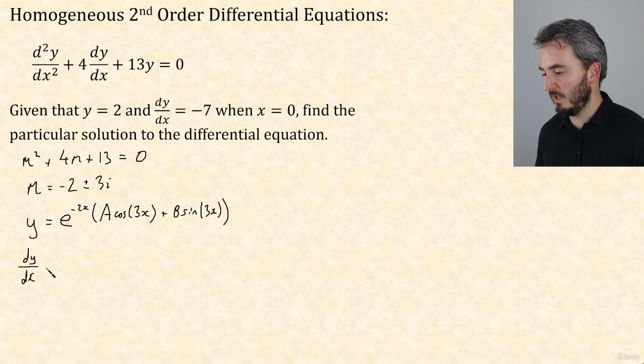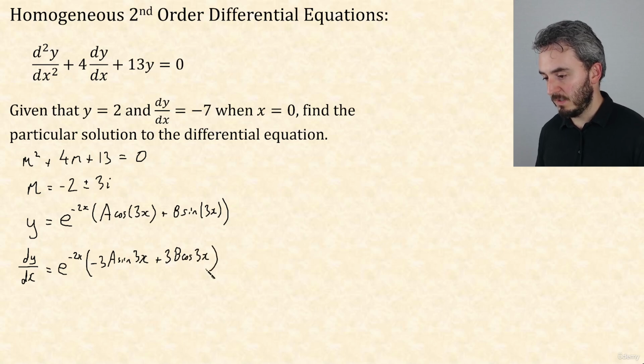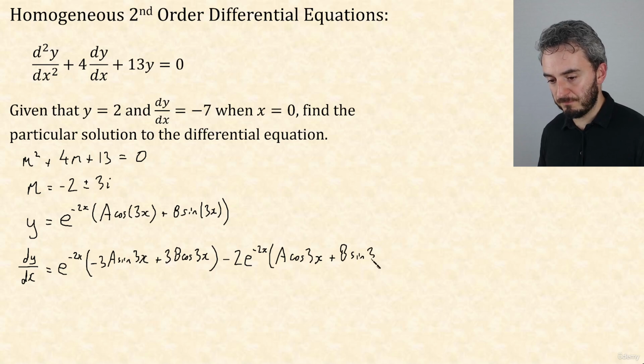Bit of a mouthful here. This is product rule, so let's do uv dash, so that gives us minus 3a sine 3x plus 3b cos 3x. That's u v dash, now we want u dash v. So u dash is minus 2e to the minus 2x, and then a cos 3x plus b sine 3x, this is the v bit. Okay, let's form some equations using these boundary conditions.